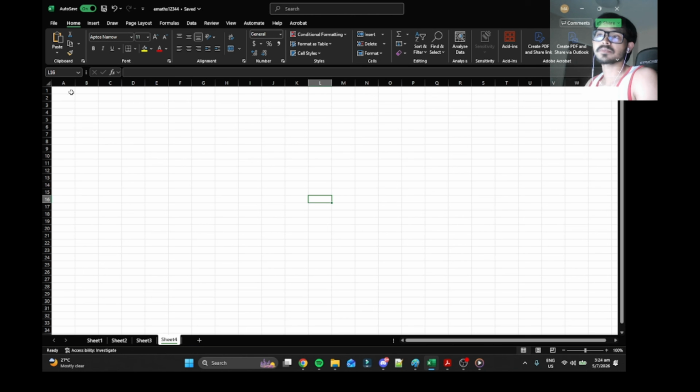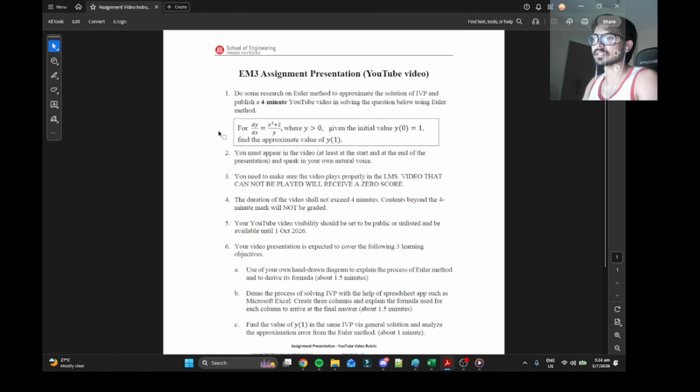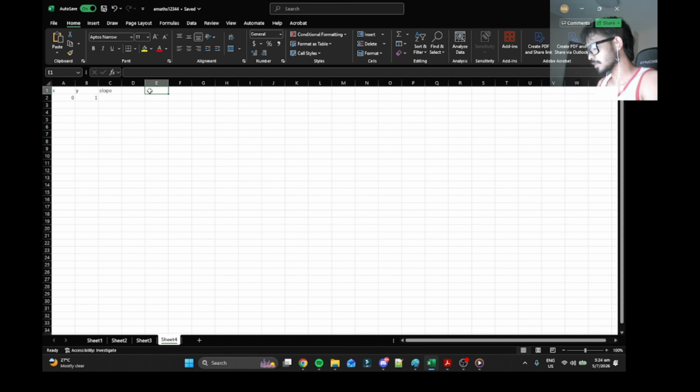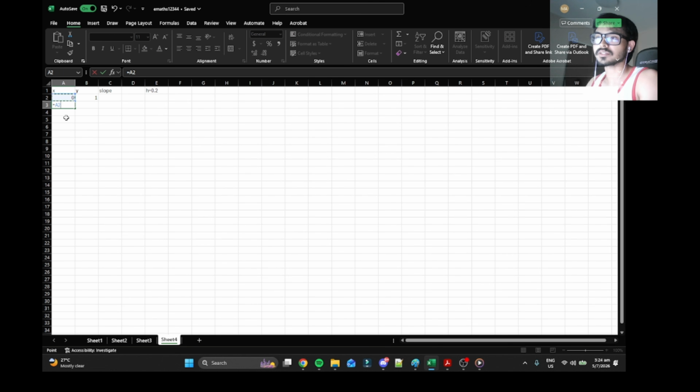So now I'll be explaining my Excel spreadsheet and I'll be needing three columns: x, y, and the slope, also known as dy/dx. For the x value, since they say y(0) equals 1, this means that x equals 0 and y equals 1, also known as the initial values. Since I'm using a step size of 0.2, I will use the previous value of x to get the other rows, which is A2 plus the step size. Then I can just drag this down and press Ctrl D.